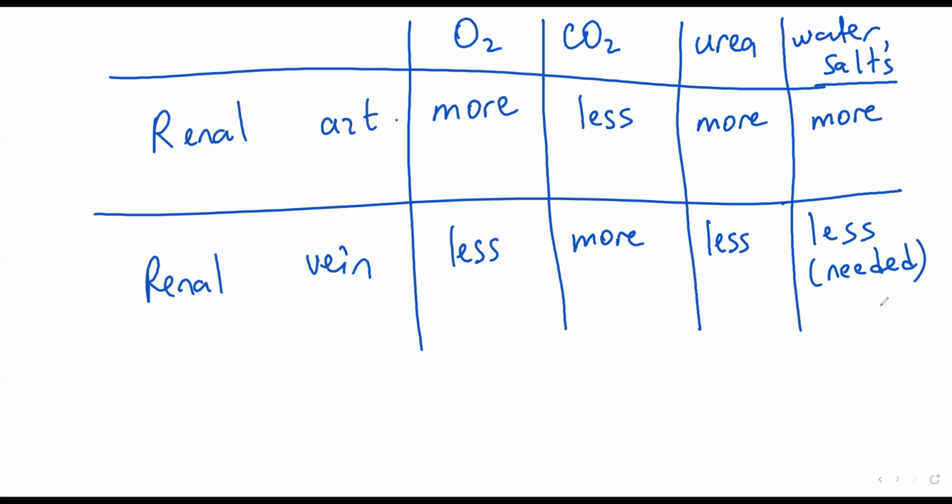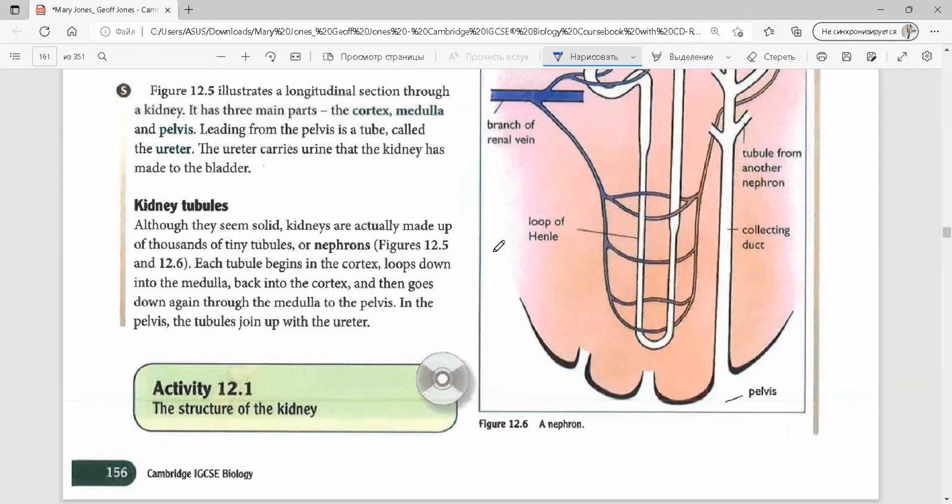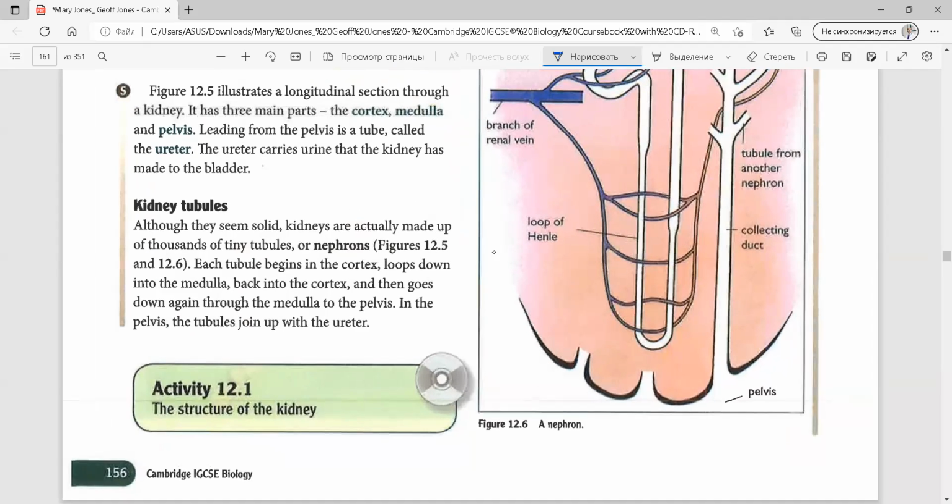Another piece of information, guys. Let's go to the next part of our lesson. We talked about the general structure. Now I will share the book. We talked about these layers, about the ureter. Now we are going to talk about kidney tubules. This is a very important part.